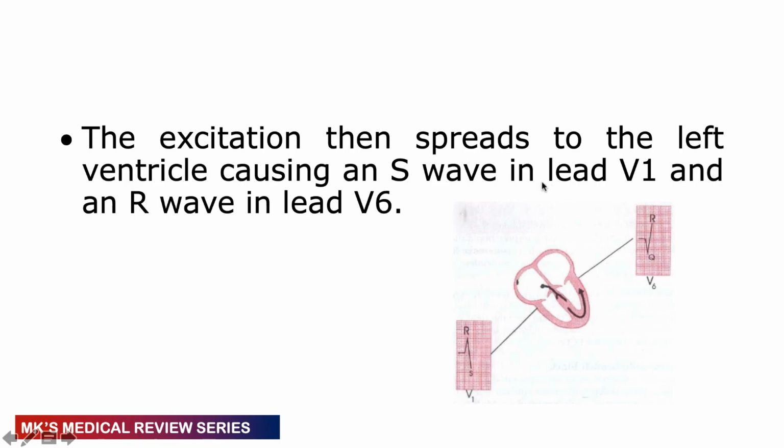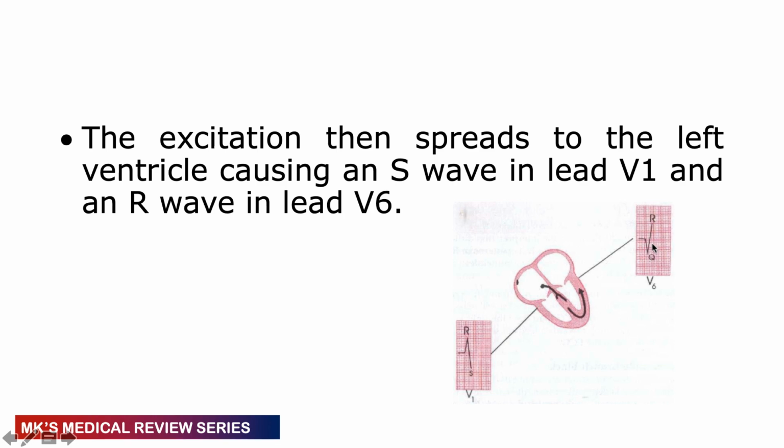Then eventually your impulse is going to spread towards the apex of the heart. Remember, if it's spreading towards the apex of the heart, it's spreading upwards in the right ventricle. So it's going to be flowing towards V6. If this impulse is moving from the apex of the heart towards V6, it will show you a positive deflection, which is what we call our R wave in lead V6.